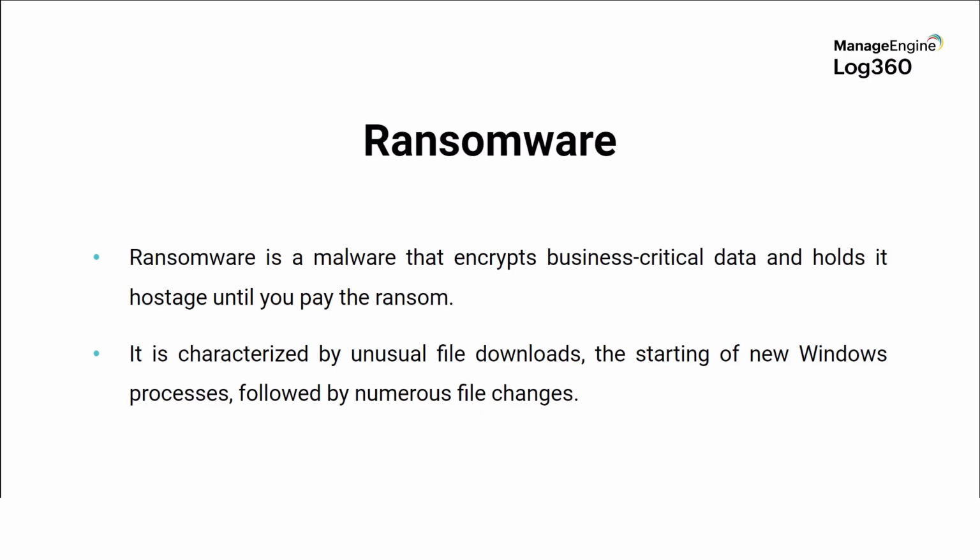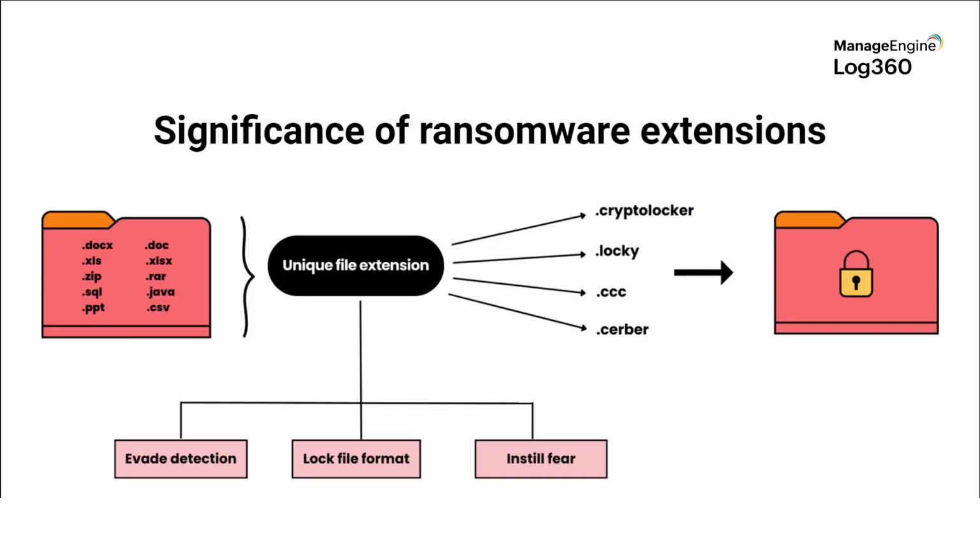File modifications such as the addition of unique file extensions are usually a clear sign of ransomware attacks. To successfully execute this attack, threat actors may instruct the malcode to target and encrypt files such as Word documents, spreadsheets, compressed files, and Java source code files, and then add unique extensions like CryptoLocker, Locky, CCC, or Cerber. Some of the most popular ransomware attacks are characterized by their signature file extensions.